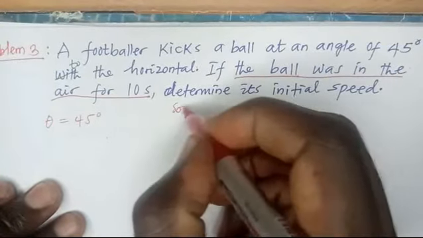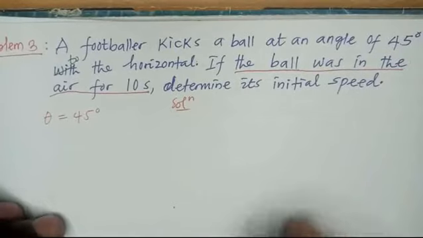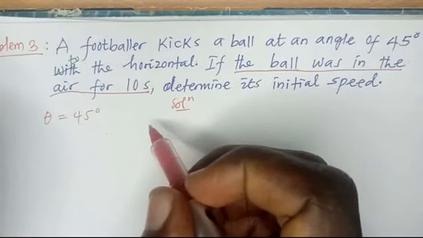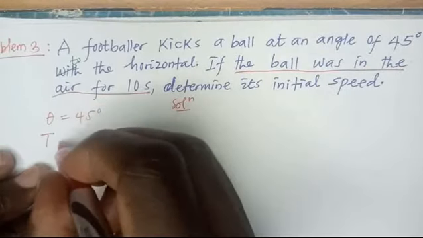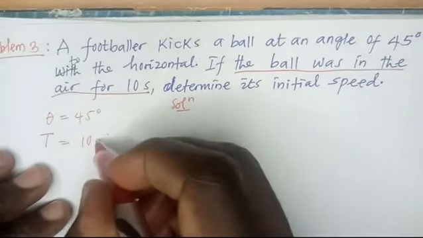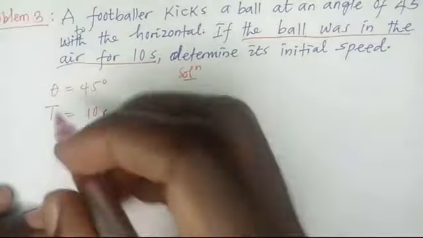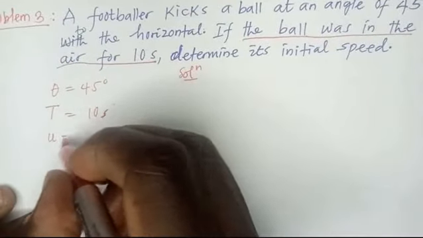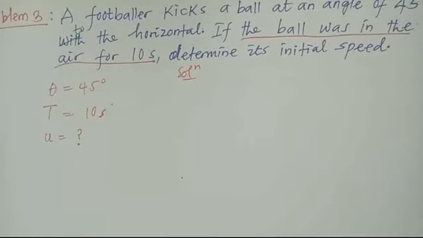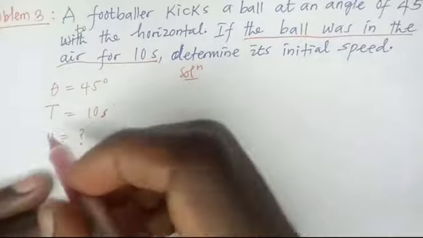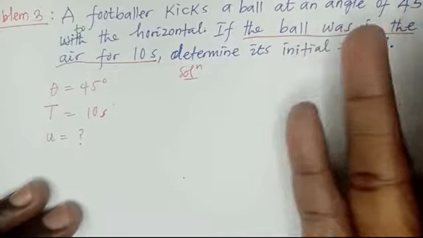For the solution, the ball was in the air for 10 seconds, so the time of flight is 10 seconds. Now, what is the initial velocity? This initial velocity, u, is your target variable. They are not asking for the vertical component u sub y or the horizontal component u sub x, but the initial speed, the speed with which it was launched.